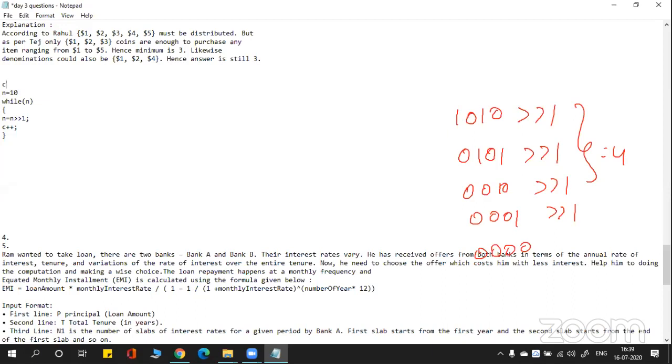So initially count is equal to 0. Take n is equal to 10, until your value becomes 0. Do the right shift operation one time, and every time increment count. After this, print that count value.